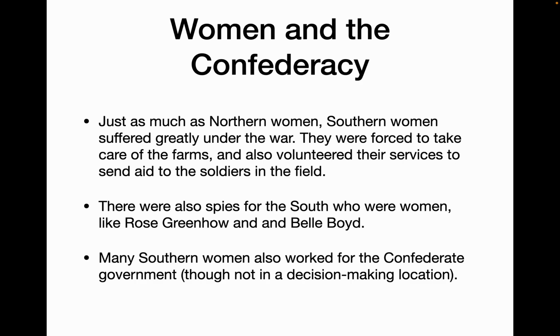Now, just as much as Northern women, Southern women were also suffering during this time. They were forced to take care of the farms while the men were away. They volunteered their services. Some of them worked for the Confederate government. They sent aid to soldiers in the field, sending food and dressings and supplies and whatever they could, basically. We also see that some women were spies, spies for the South. Women like Rose O'Neal Greenhow and Belle Boyd.